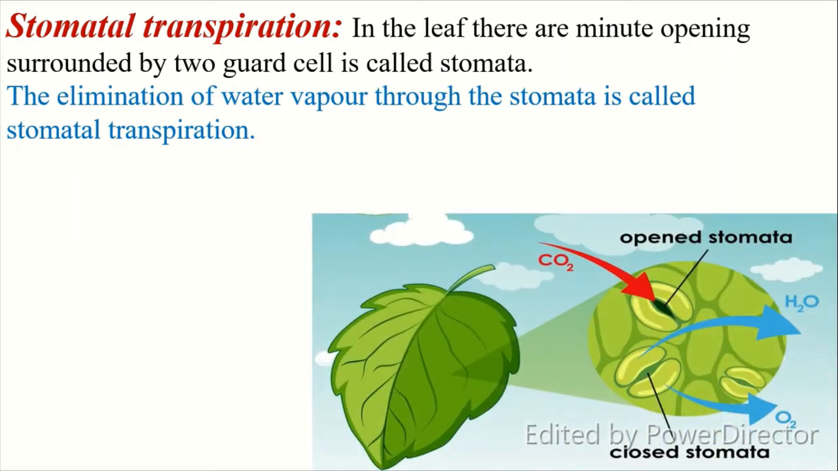Everybody see the figure. In the figure, this one is a small pore surrounded by two guard cells. Guard cells are special types of cell. These cells are generally semicircular or kidney shaped in structure. They contain dense cytoplasm, a large nucleus, and many chloroplasts. The opening and closing of stomata is controlled by the guard cells.